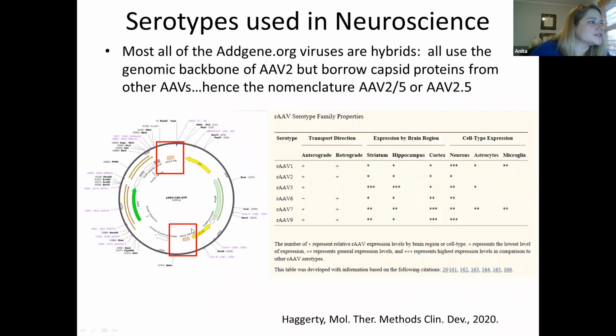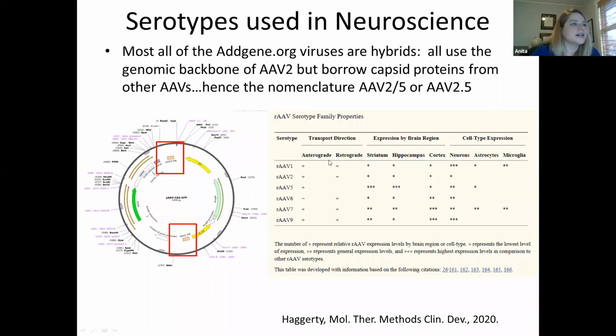So here is just a typical map that you would find on Addgene if you're looking. And again, this is the backbone. So it's AAV2 ITR. This is the obligate genomic material that you have to have in your construct, and it comes from AAV2. So that's why you see 2. It's because the backbone is AAV2.